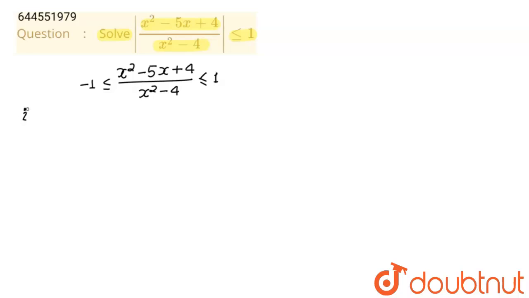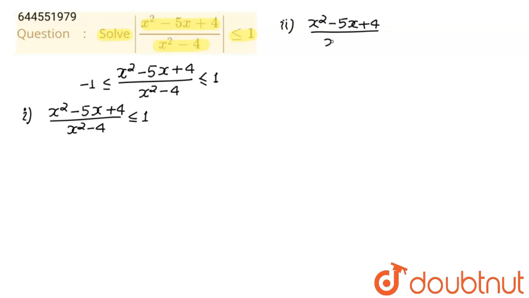First of all, I will solve x square minus 5x plus 4 whole upon x square minus 4 less than or equal to 1. And next I will solve the second part, which is x square minus 5x plus 4 upon x square minus 4 greater than or equal to minus 1. So I'm going to solve this first one. I'm going to bring 1 to this side.